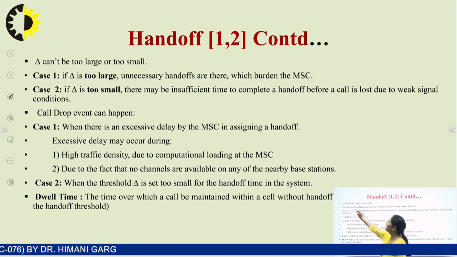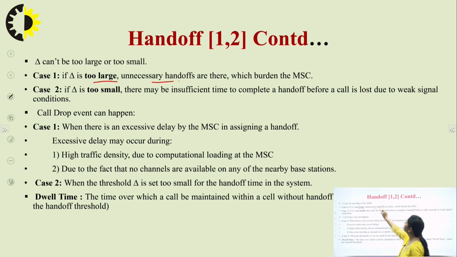Case 1, if delta is too large, what will happen? Unnecessary handoffs occur, which burden the MSC. If delta is large, then the range in which the handoff should occur will increase. So there will be multiple handoffs, and the MSC will keep on doing handoffs, and that way there will be a burden on the MSC.